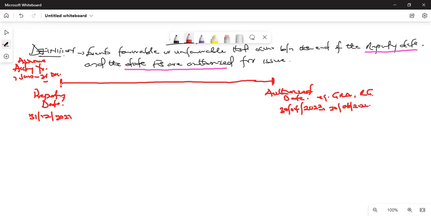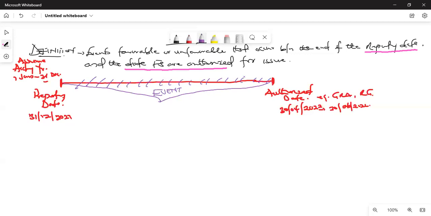All right. So what we are talking about is the things that happen in between these dates. So we are talking about events. So this timing is what we are talking about. All right. So that is that.